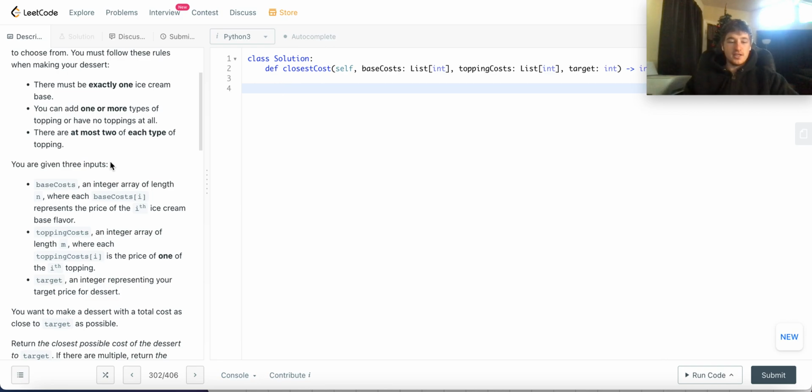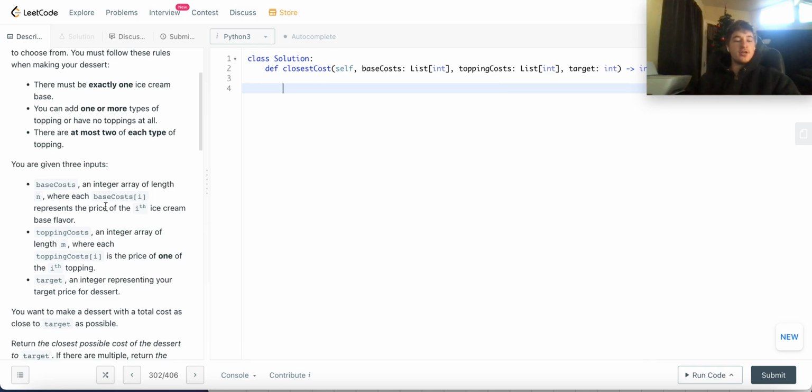Like, this is ridiculous. Okay, so you're given 3 inputs: base cost, an integer array of length n, where each base cost of i represents the price of the ice cream base flavor. So you're just given a list of numbers, and each of those numbers is the cost of that associated ice cream. Topping cost is the same thing, but it's the price of the topping. So you have a list of numbers, and each of those numbers represents the cost of using that topping. We don't know what the toppings are. We don't know what the ice cream is, but that doesn't really matter.